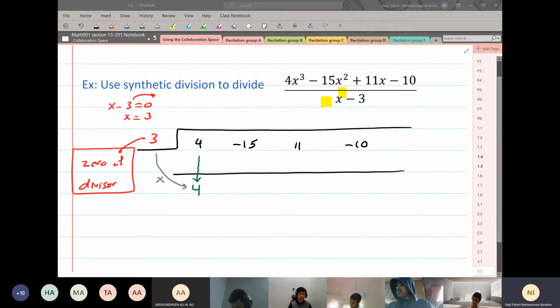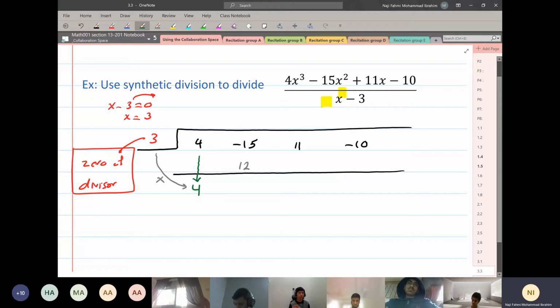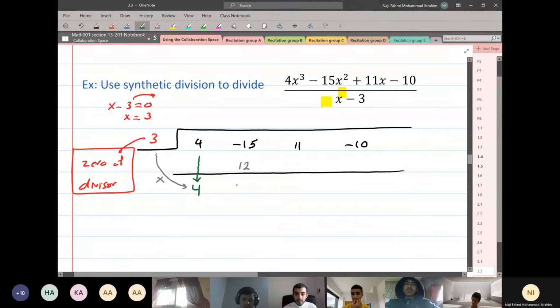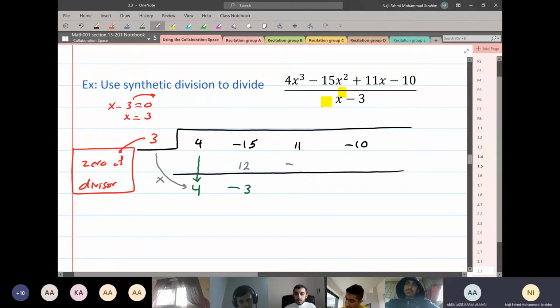Samir, give us the first number. What should I write under 15? 12. Taqi, give us the next number. The answer will be negative 3. Abdulaziz Al-Amri, the next number. Minus 9. Thank you.